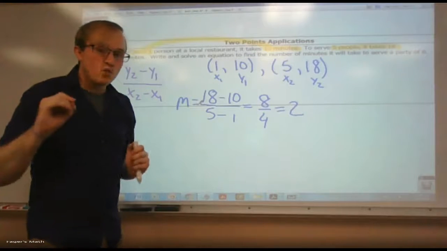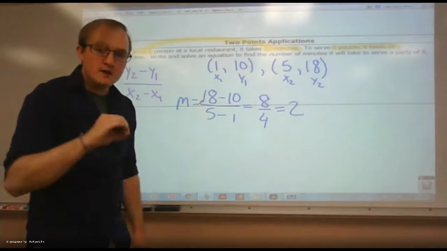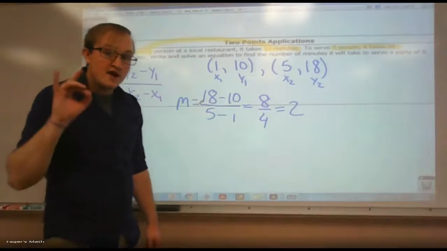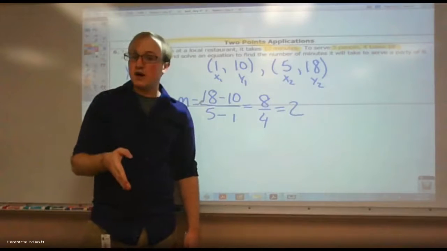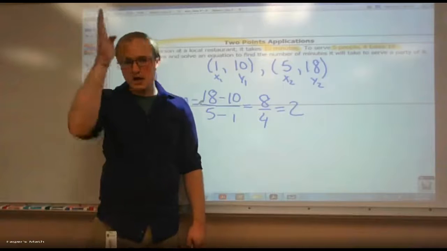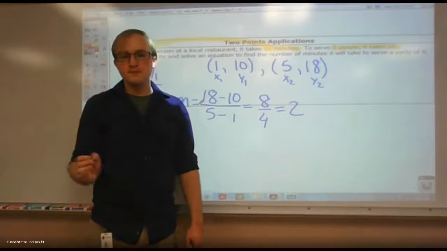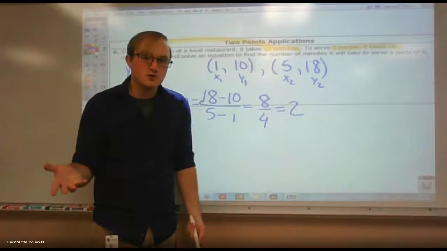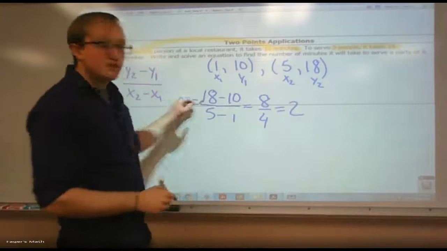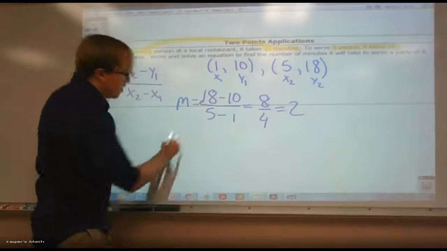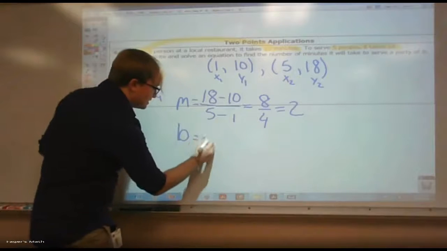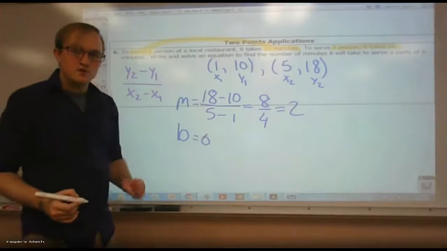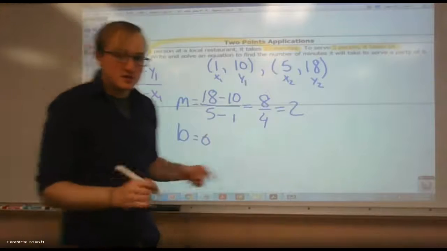Because we have to ask ourselves, well, what happens when we have no people? When you have x equals 0, because that's where the y-intercept is going to be. It's going to be up or down. What happens when we have 0 people? Well, it doesn't take any time to serve 0 people, does it? So our slope might be 2. Our y-intercept is 0. So really, when we plug this into an equation, it's going to look something like this.